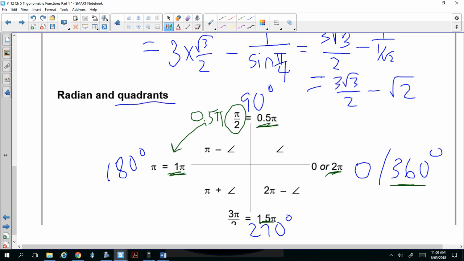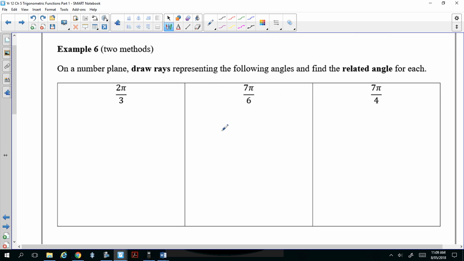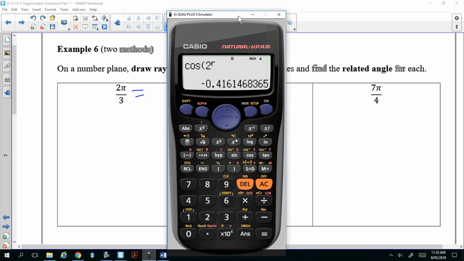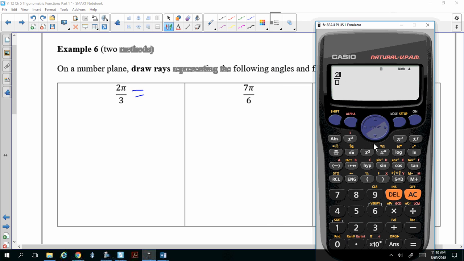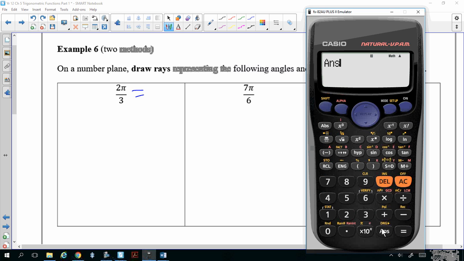So let's look at the next page. We're going to find out what quadrant they belong to. Let's look at the first one. To find out what quadrant 2/3 pi belongs to, just convert 2/3 on a calculator. What's 2/3 on the calculator? That's about 0.6, so approximately 0.6 pi.